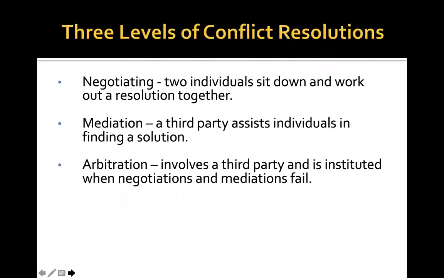So there are 3 levels of conflict resolution. In your classrooms, for the most part, there'll be times when you're just making a decision as a third party, but hopefully you will be able to have students sit down and actually resolve the problem themselves, or if it's with a parent, also try and do some negotiation. But negotiating is the first, and that's just as the term implies, 2 individuals sitting down and working out a resolution together. This can happen in the classroom, it can happen with a significant other.